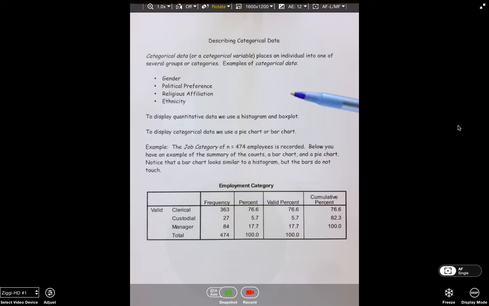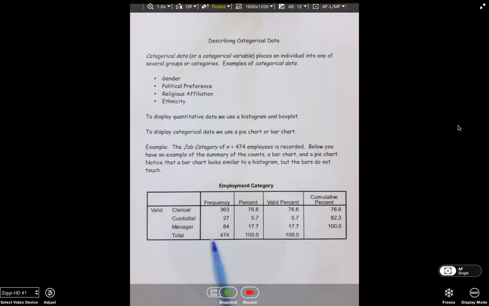Now, for quantitative data, as we talked about before, we use either histograms or box plots. To display categorical data, we use what's called a pie chart or a bar chart. Now, the example that I have here, let's assume that we have a really large corporation. Think, you know, I don't know, Google, Microsoft, whatever. And we pull out 474 employees as a random sample.